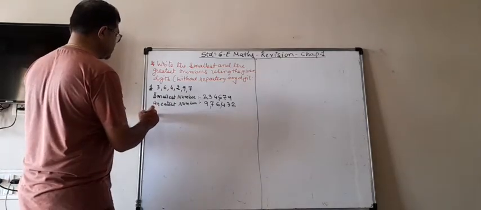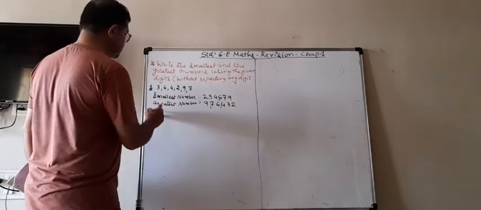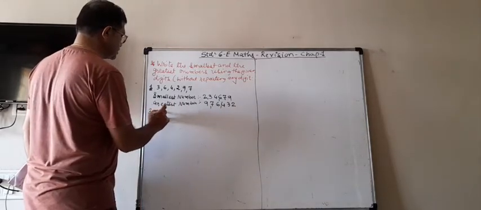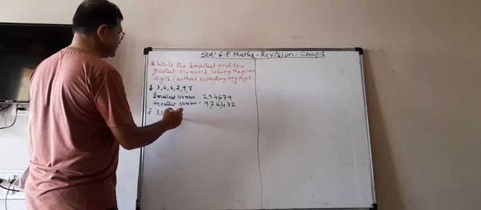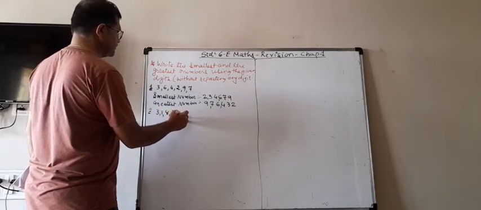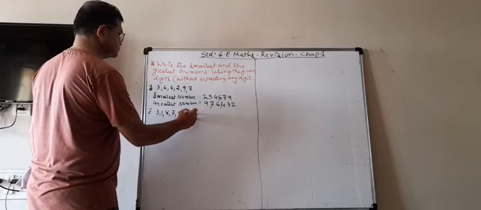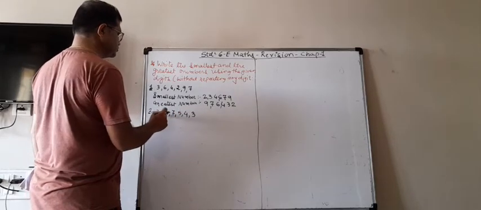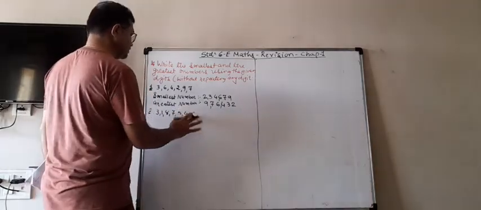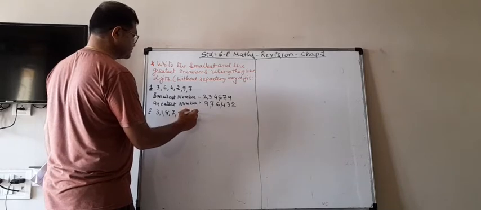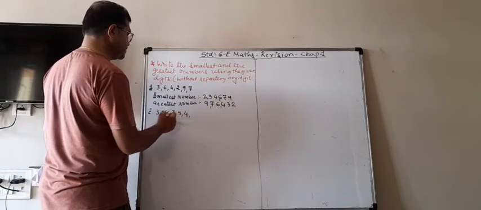Let's take another one. It is 3, 1, 8, 7, 5, 4, 3. That is 7 digits. Let's take, in place of 3, we can, because we don't have to repeat them, so take 6.